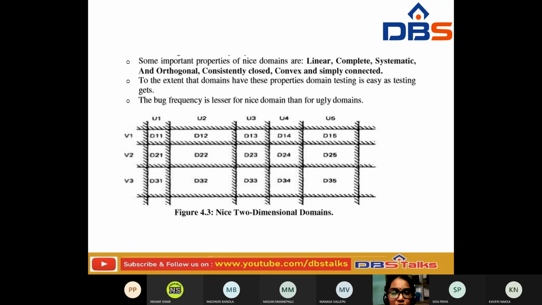So this is one domain, then 1, 2, 3: these are the domains based upon the code that we have written, and we have to write the domains for that. This is the example of a two-dimensional domain.